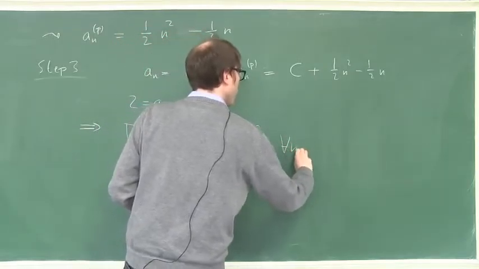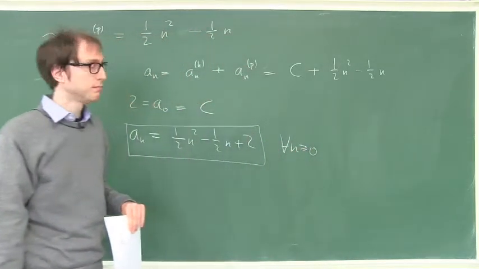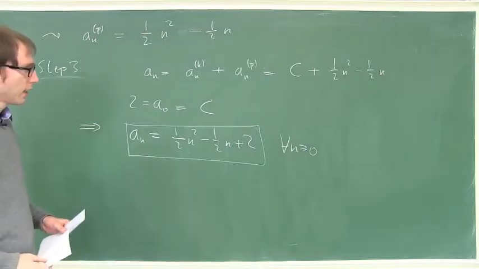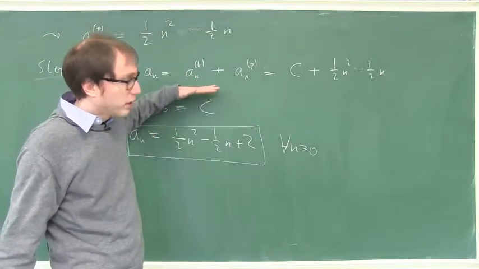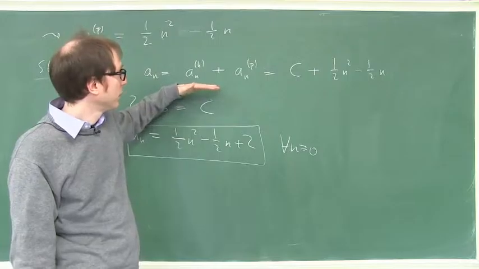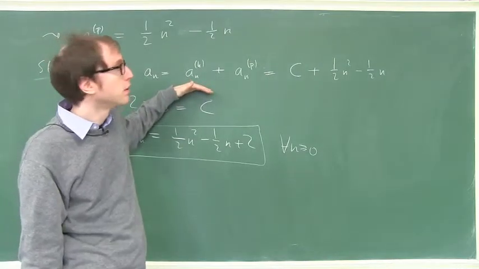This will be a solution now for all n greater or equal than 0. And again, a word of caution. Only at the very end you plug in to solve for the initial conditions. You don't need them before.